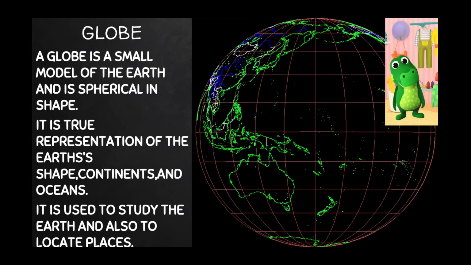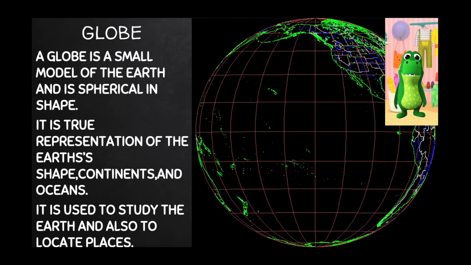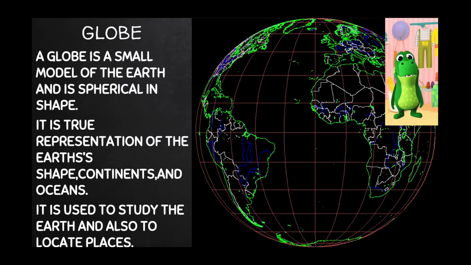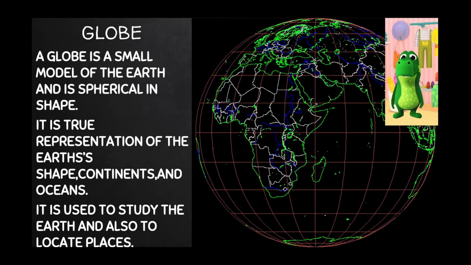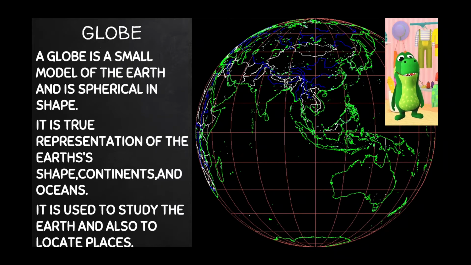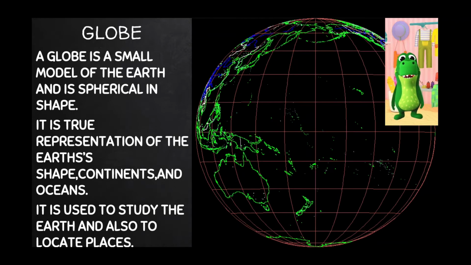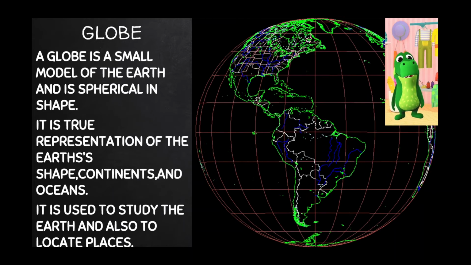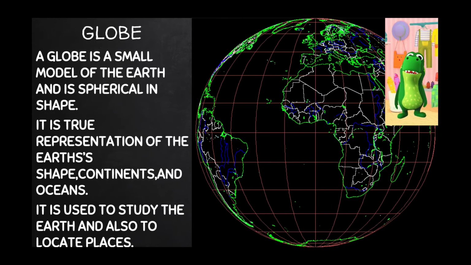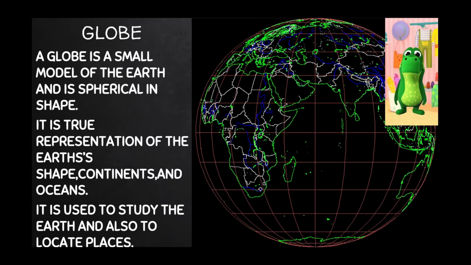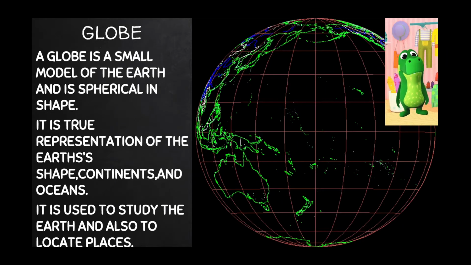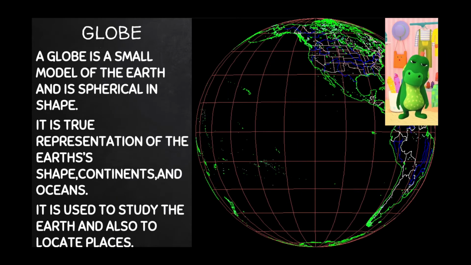Do you know, students, what is the meaning of a globe? Wow, let's learn. A globe is a small model of the earth and is spherical in shape. It's a true representation of the earth's shape, continents and oceans. It is used to study the earth and also to locate places.